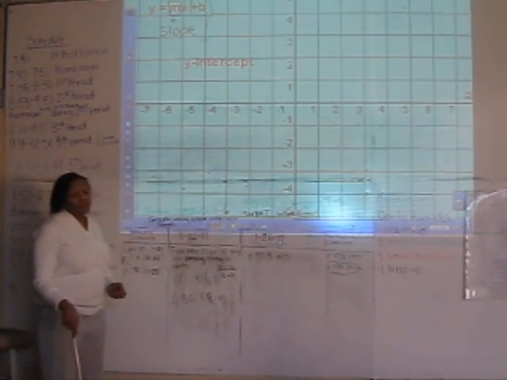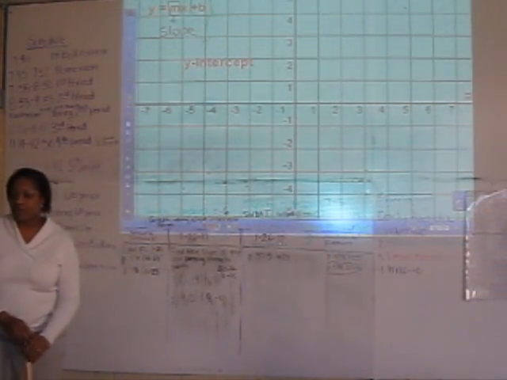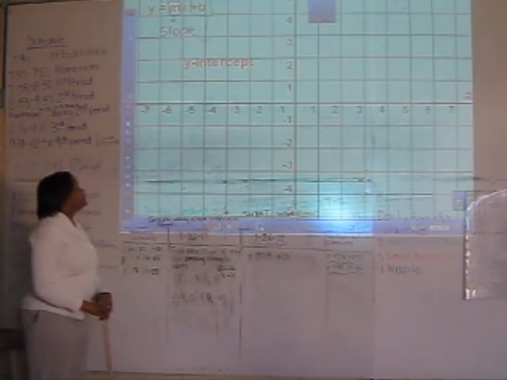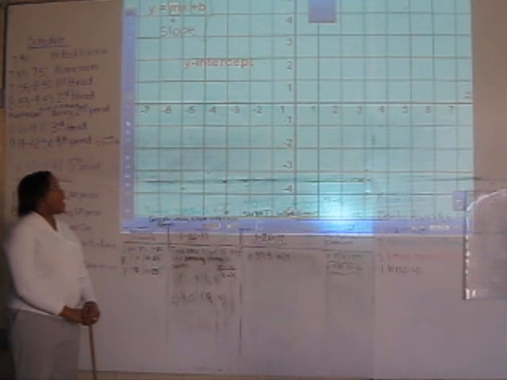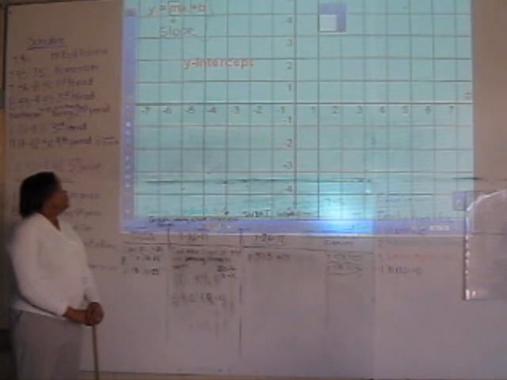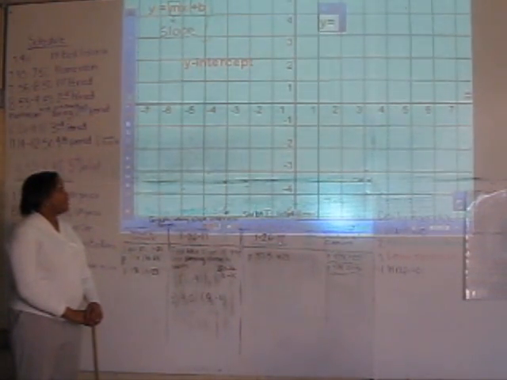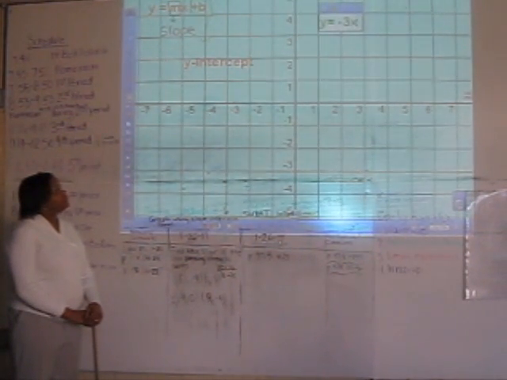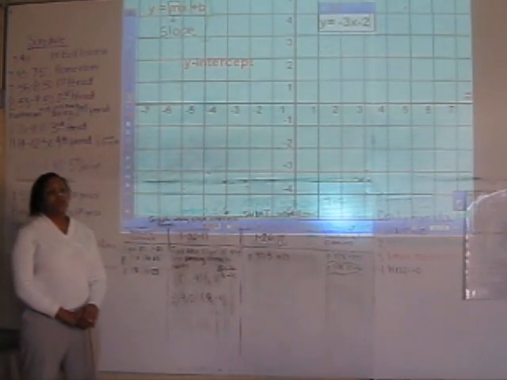Okay, let's come up with an equation that we want to graph. I'm going to wait for Ms. Wilson to get ready to type it. I want you to write it. Y equals -3x minus 2. We're going to graph that.